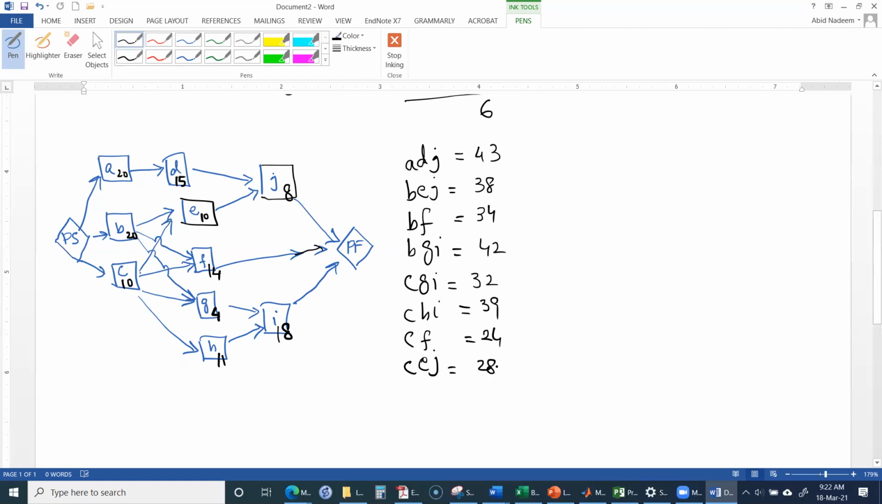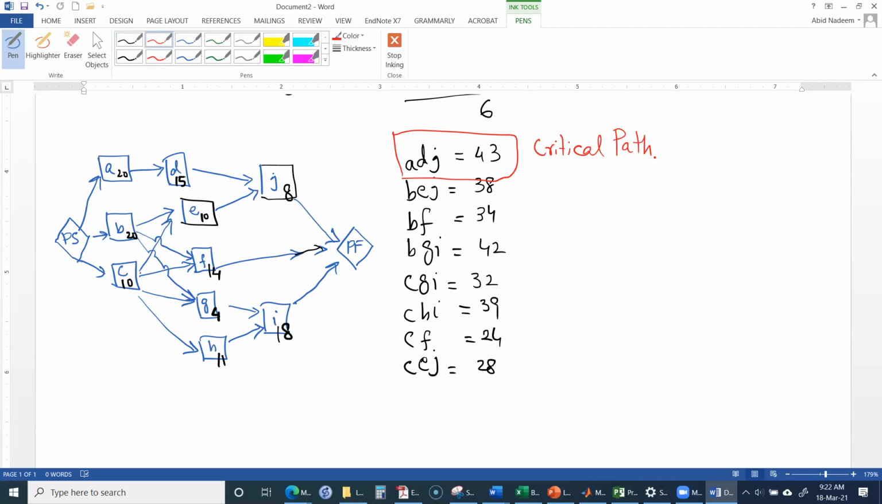So out of these, the longest path is ADJ. So by this information, ADJ is the critical path. Okay, so this is the critical path.